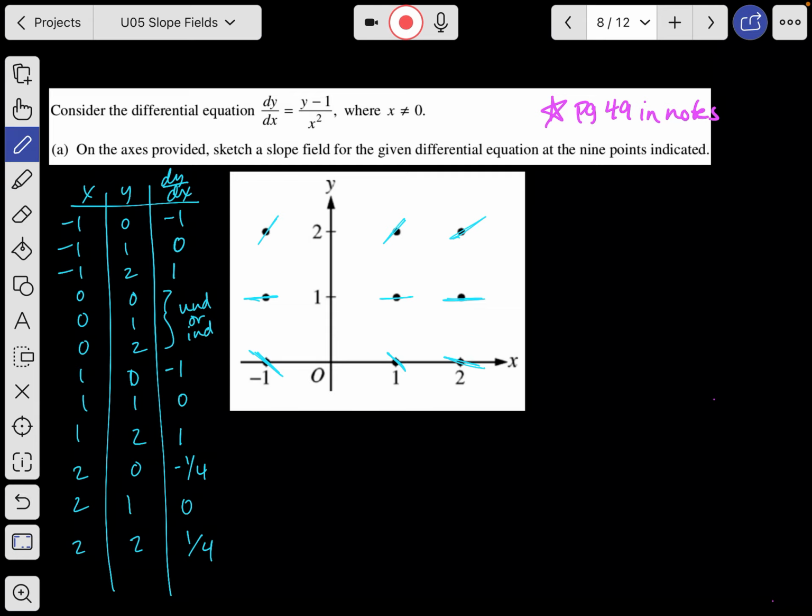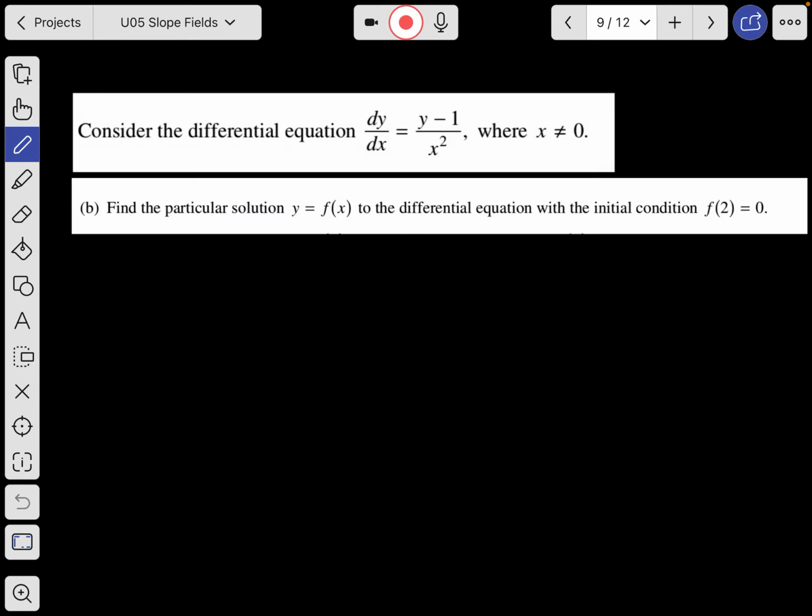You don't want your AP grader guessing at what slope you're intending, so that's why we write out our table. All right, so here's another one. Consider the differential equation. Find the particular solution. Well, then this is just using separation of variables to do that.